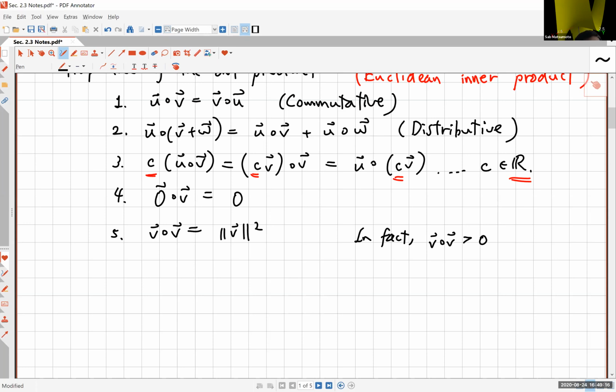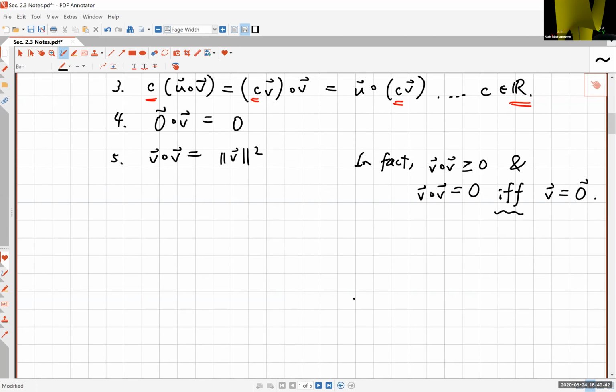Always positive, okay? Well, almost. There's one situation where v dot v is equal to zero, and that is if and only if v is the zero vector, okay? And you can see that that's the only time it happens. All right, so this leads us to something very, very powerful.